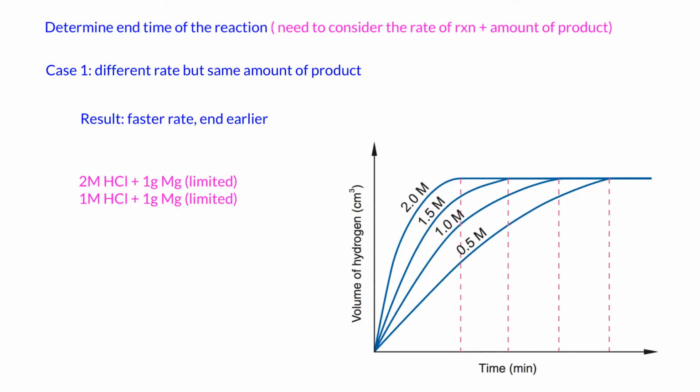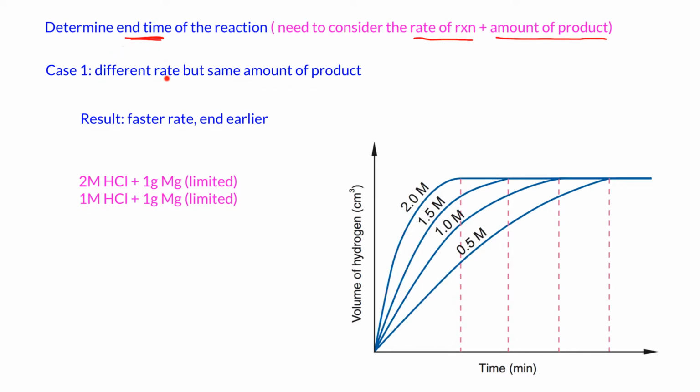Then we're going to talk about how to determine the end point, the end time of the reaction. The end time of the reaction is a little bit complicated because you have to consider the rate of reaction together with how much product you're going to form. So I will just give you a few cases here. For example, the most common one, case 1: we have different rates, but we all the time produce the same amount of product, then that one is easy.